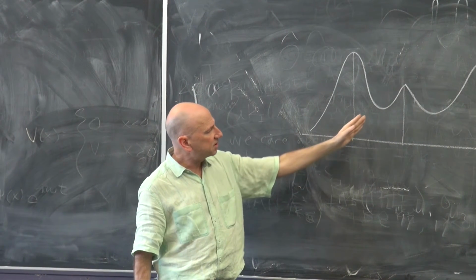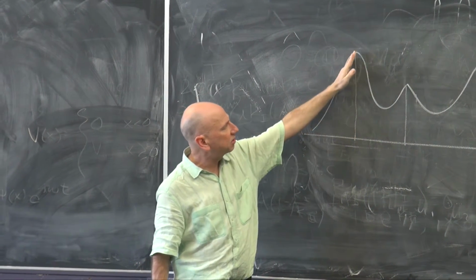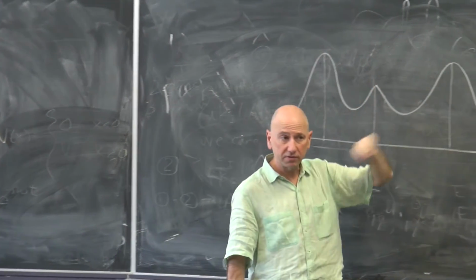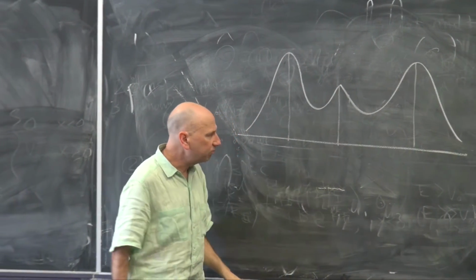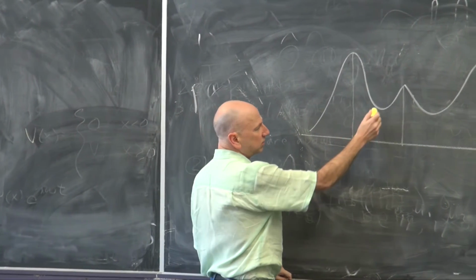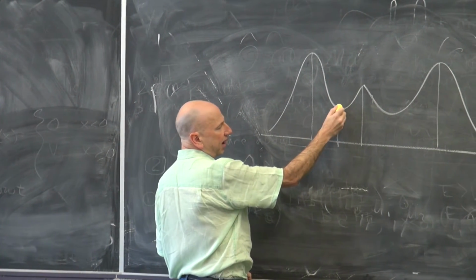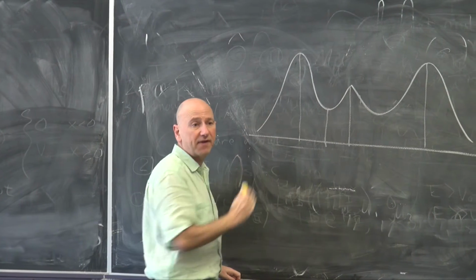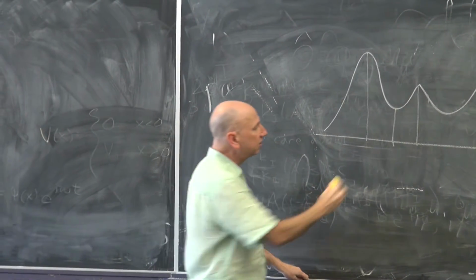Now that raises the following question. Which things should I associate with this mode, or this mode, or this mode? So in mode-based clustering, what we typically do is we look at the density and we say, if I were to follow the density, if I were to actually follow the gradient of the density, where would it be increasing?